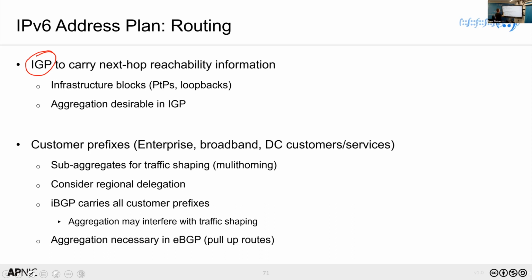With our customer or end site prefixes, don't forget, we want to do sub-aggregation for our traffic shaping and multi-homing. If we are in different regions, consider regional delegation. Have this block for this region, this block for the next region. Our IBGP is carrying all of those prefixes.